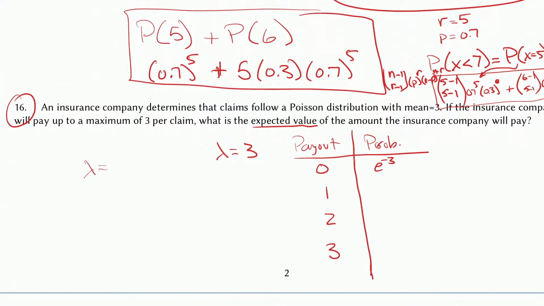So insurance companies do this. They'll have a maximum. If you look at your health insurance, for example, health insurance usually has a maximum of $1 million per year or something like that, just to keep costs down or what have you.